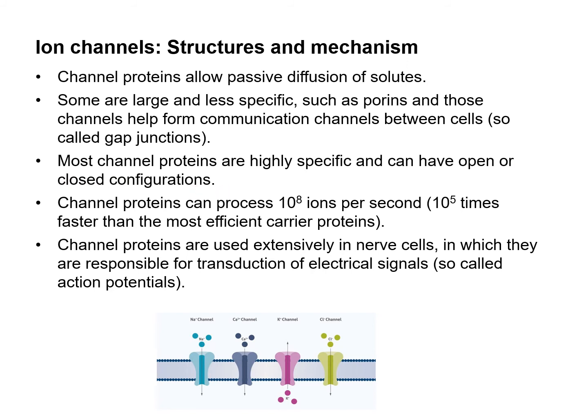Channel proteins, when they're in open configuration, process 10 to the 8 ions per second, which is really fast, because that's 10 to the 5th times faster than the most efficient active carrier transporters. And channel proteins are used extensively in nerve cells, in which they are responsible for transduction of electrical signals. So it's also called action potentials.